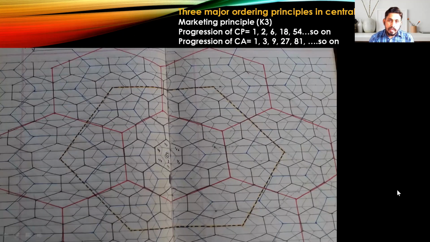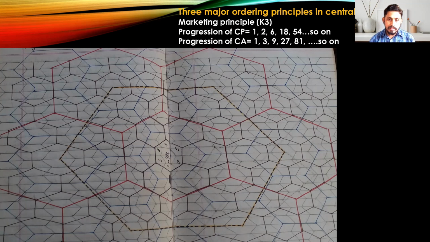The most important part of that theory is the ordering principles. All the setup of the theory is associated with the formation of the ordering principles. There are 3 important ordering principles in central place theory, which are called the major ordering principles. Those ordering principles are the K3 principle, K4 principle, and K7 principle. K3 is the marketing principle, K4 is the transportation principle, and K7 is the administrative principle. So why do those principles have K3, K4, and K7? Here I'm going to discuss that.